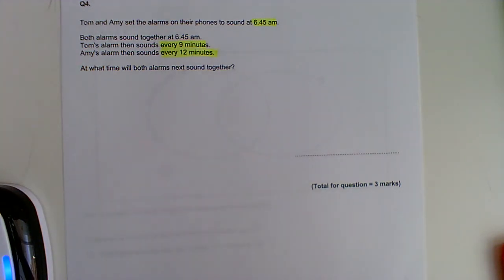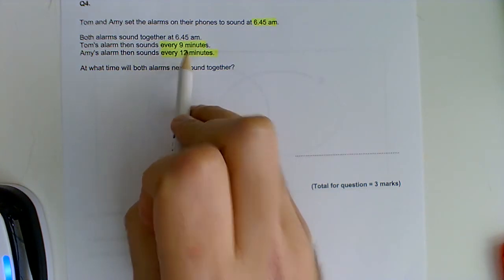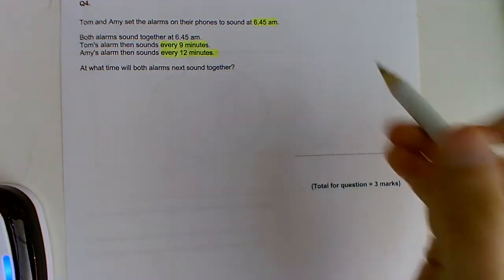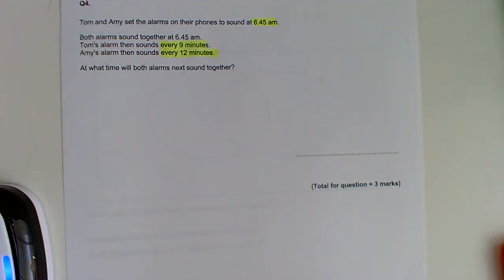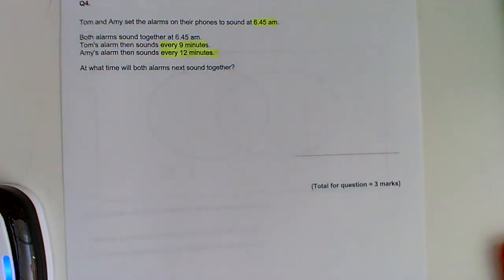I think the easiest way to do this is just go through the 9 times table and go through the 12 times table until you get the same number, and then add that number onto 6:45. Okay, so that's the way that I do it. But if you want to just add 9 onto that continuously and add 12 onto that continuously and then see when you hit the same time, that's how you do it. It's a lowest common multiple question, this one.